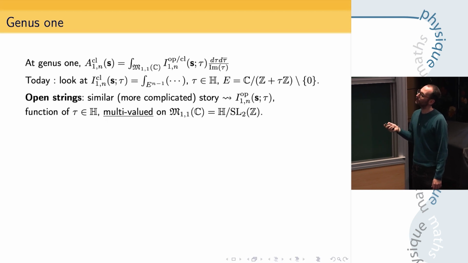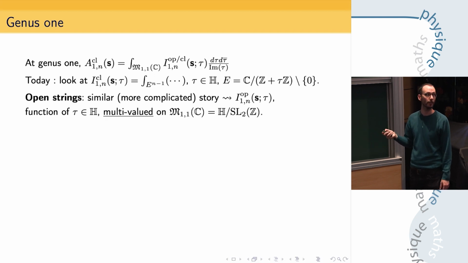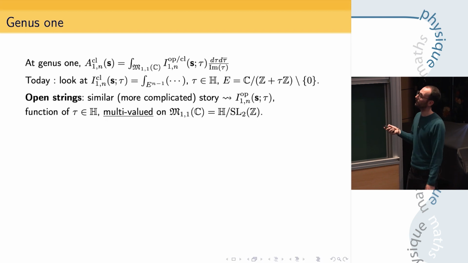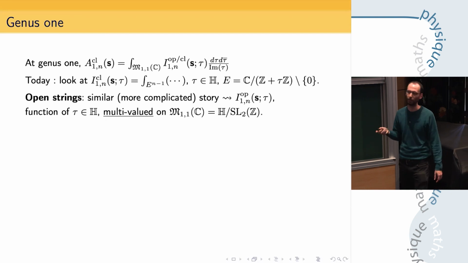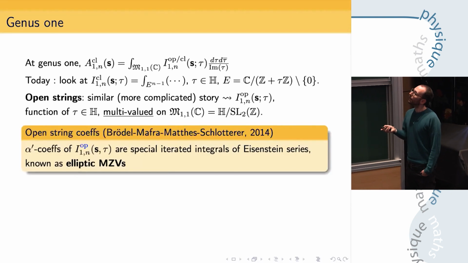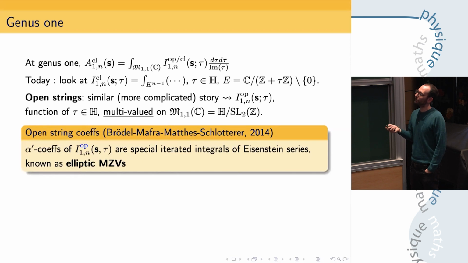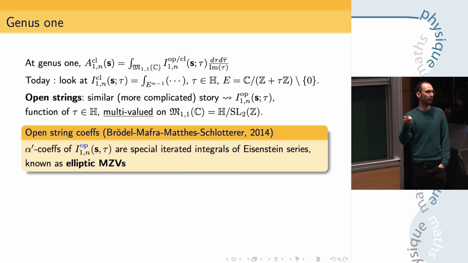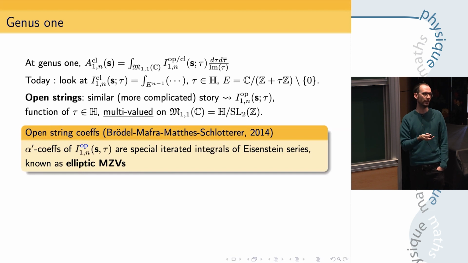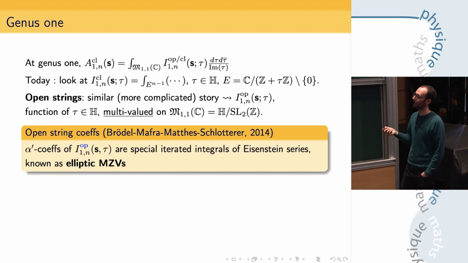But in the open string case, the important thing is that they are functions of tau, holomorphic functions of tau in the upper half plane, but they will be multi-valued as functions of tau in the moduli space, so they don't descend to the quotient. So you can already see from here that there is again this multi-valued versus single-valued story going on. And open string coefficients, even though the open string amplitudes are more difficult to define, the coefficients are typically easier to understand and to study.